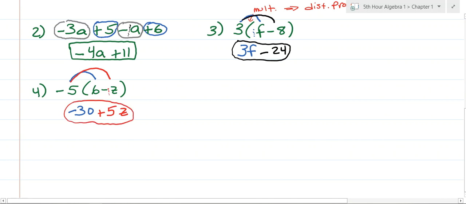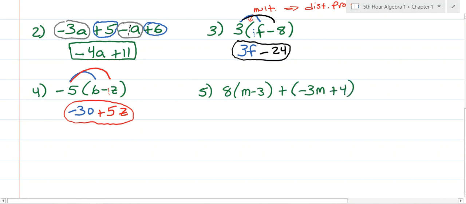Example 5, very last one. This one takes the most amount of work. We're going to put a couple things in here. Let's start with 8 times, and then in parentheses, we're going to put m minus 3. Next, we're going to put a plus sign, and then we're going to put parentheses, negative 3m plus 4, close your parentheses, and then put a 6 right next to it.